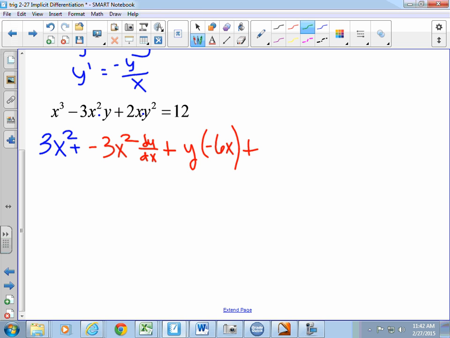The first product rule. Left, -3x squared, d right, y dx, plus right, which is y, d left is -6x. Left, d right, plus right, d left. And the derivative of 12 is 0.